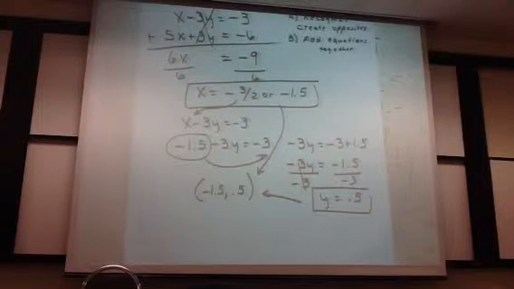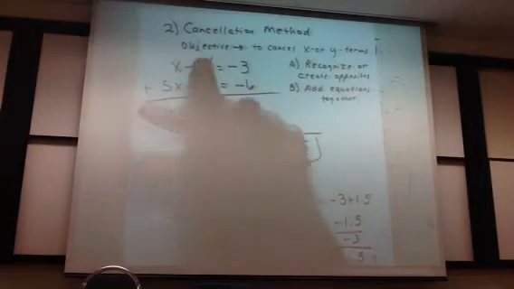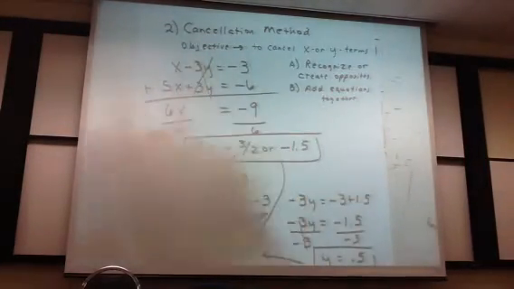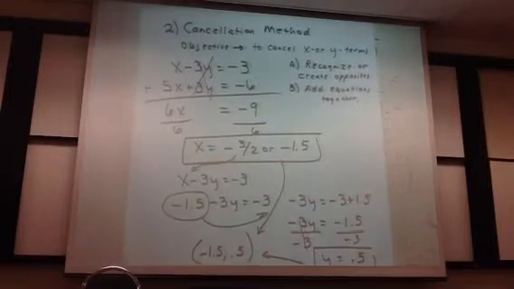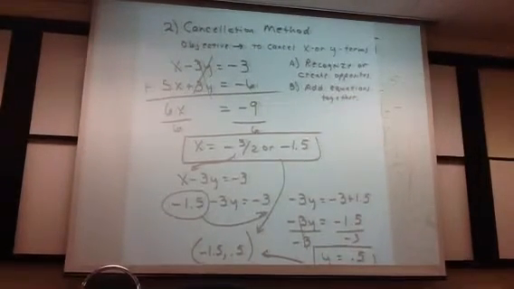Hey, notice the benefit of the cancellation method, or the hint that you might want to use the cancellation method. Got me some opposites. If the opposites are just sitting there staring at you, I definitely use the cancellation method. Just add the two equations together. Opposites are gone. You only have one variable left.